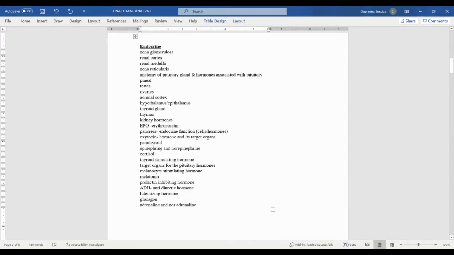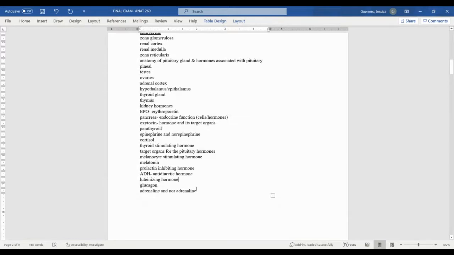Epinephrine and norepinephrine. Cortisol. Thyroid-stimulating hormone. The target organs for the pituitary hormones. Okay, so this kind of goes back up to the anatomy of the pituitary and hormones associated. So of those hormones, what are their target organs? Melanocyte-stimulating hormone, melatonin, prolactin-inhibiting hormone, ADH, which is anti-diuretic hormone, luteinizing hormone, glucagon, adrenaline, and noradrenaline, which are very similar to epinephrine and norepinephrine.